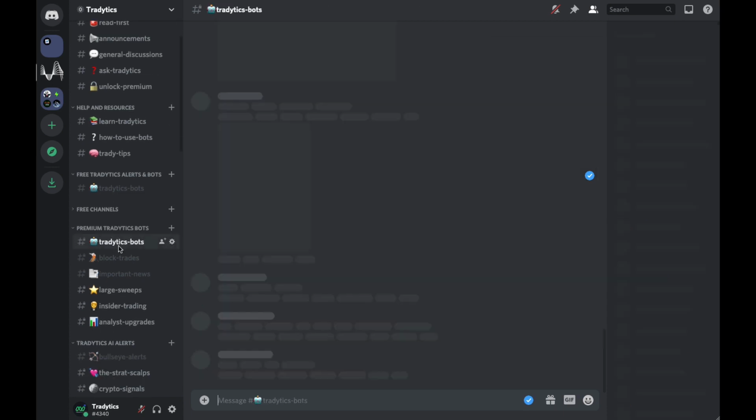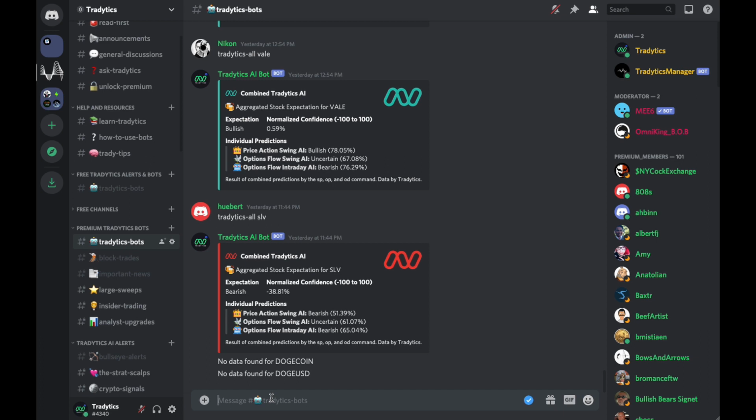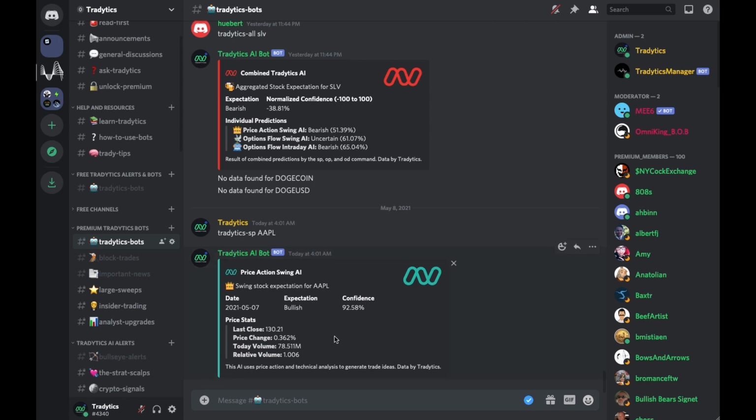First of all, we have the queuing bots here. Let's go over some of the queuing bots. Let's say you want to get some predictions from our AI in terms of how a ticker might do for a swing trade. You can just write Tradytics SP and Apple, and you're going to get the expectation for that stock in a swing trading setting. You're going to get the confidence, and also some price stats.